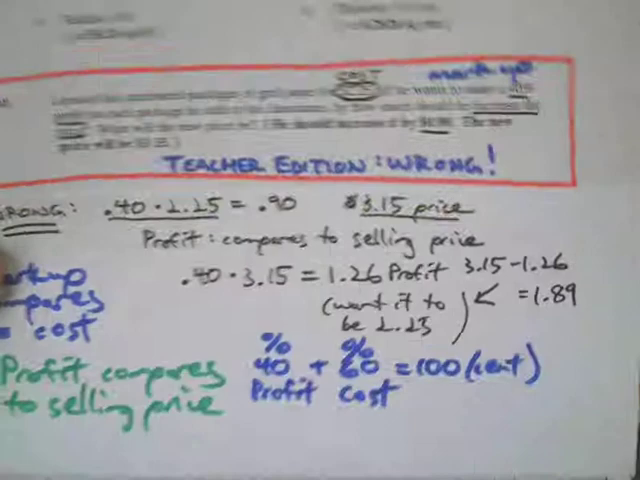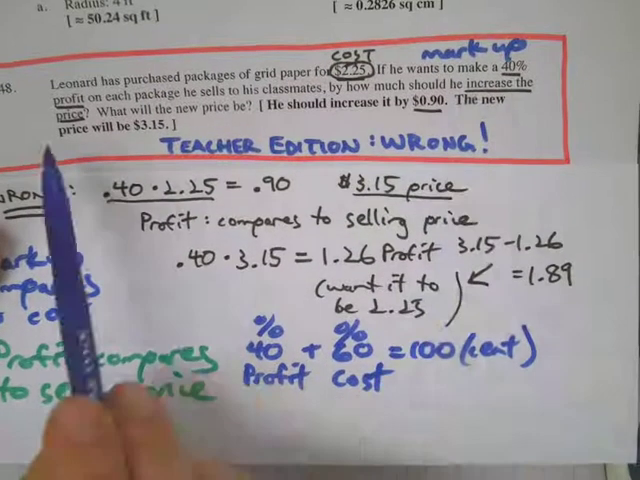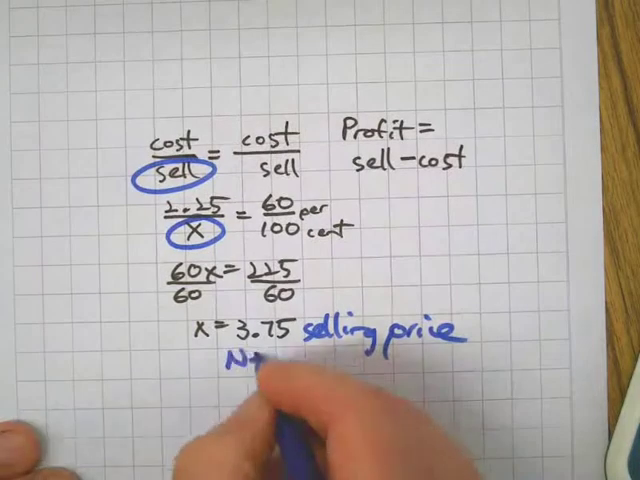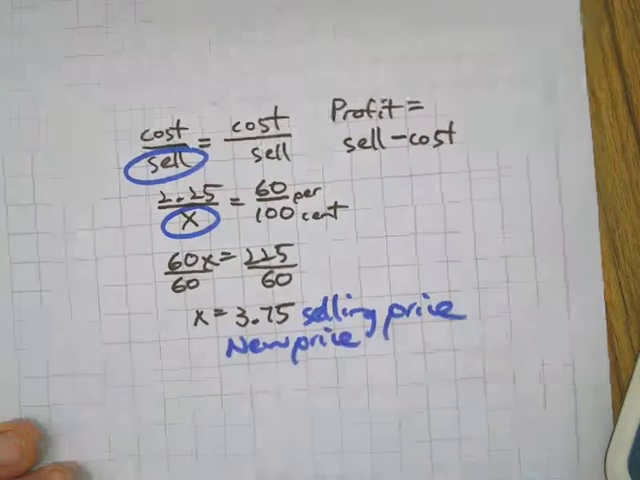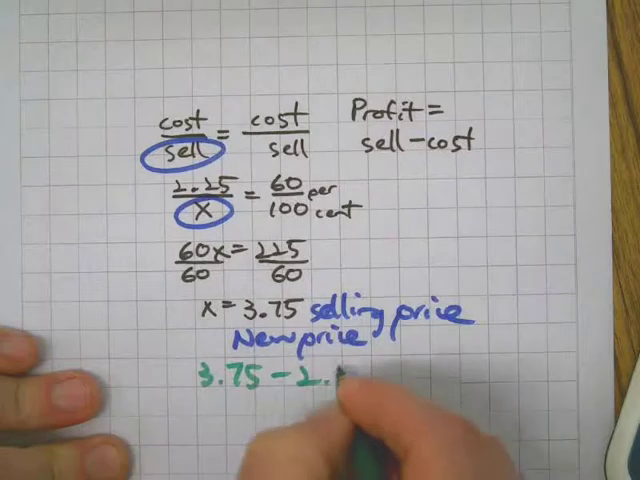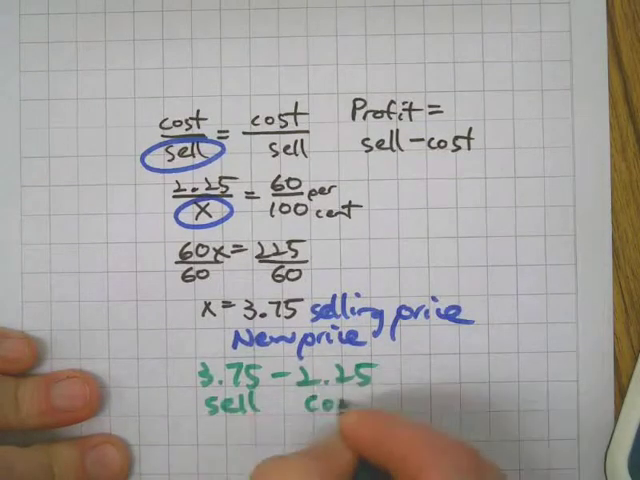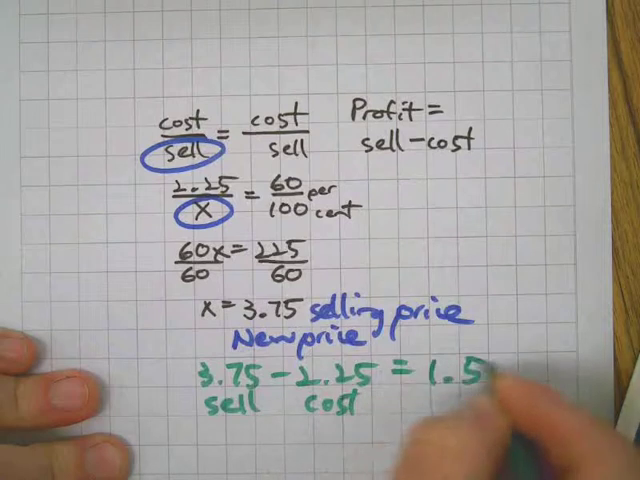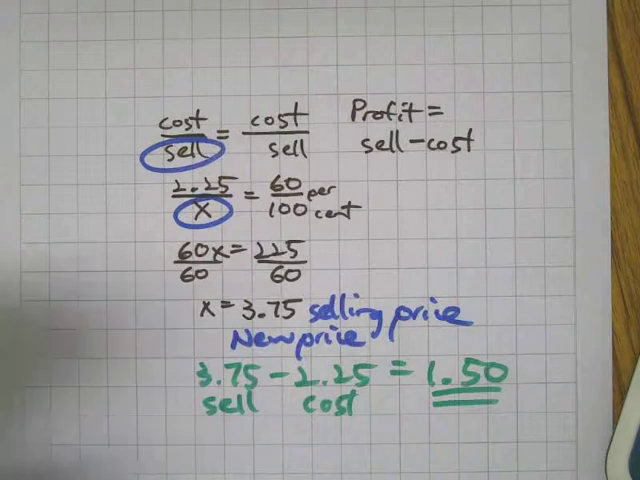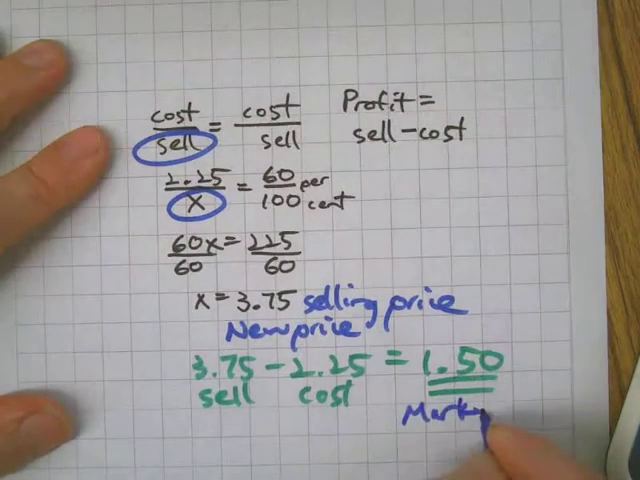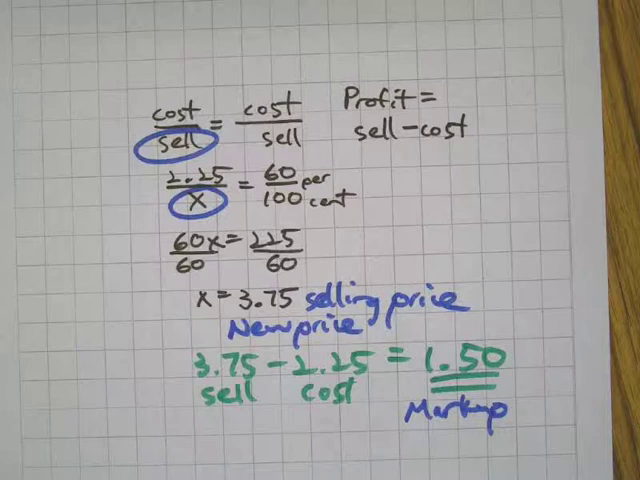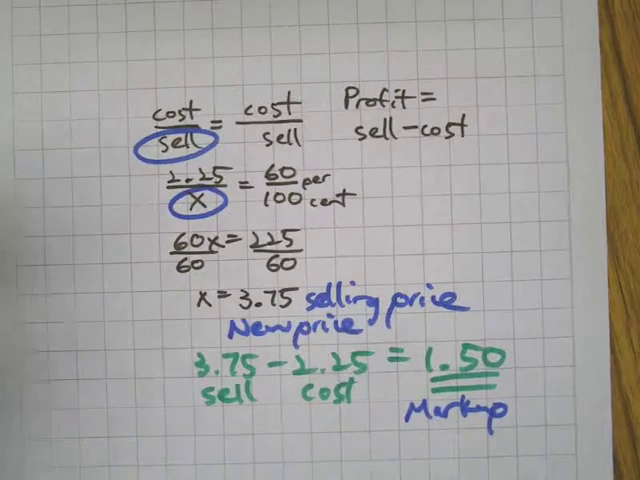So if we're going to go back and answer this question, which was how much should he increase the price and what will the new price be? Well, this is the new price. And how much does he need to increase the price by? Well, we do selling price minus cost, sell minus cost, $1.50. He needs to increase the price by $1.50. Now the thing is, that is called the markup. There's going to be a separate video coming up talking about the difference between markup and profit.